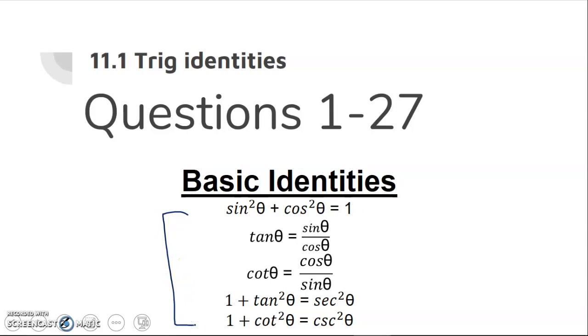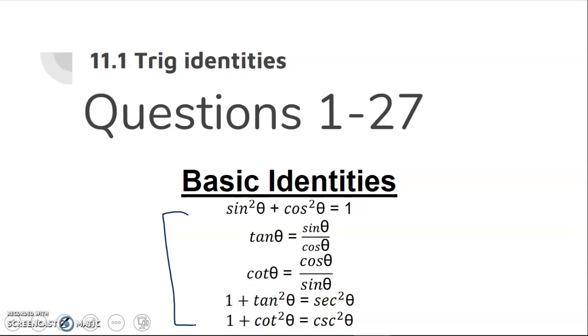Now there's a lot more than 5, but at least to start this out, we're going to learn these 5. You'll get familiar with these 5 as you do these problems, okay? But again, you need to have these memorized as well.